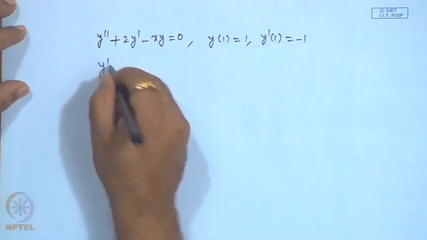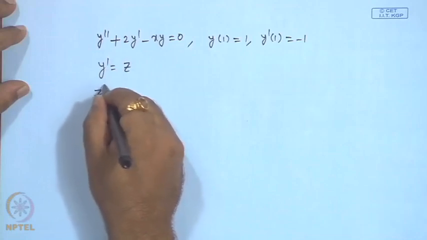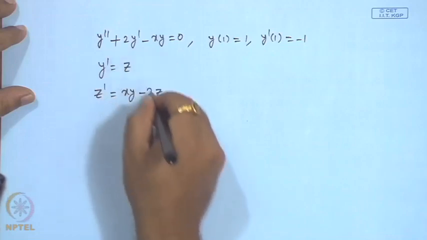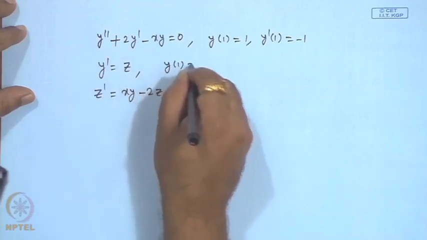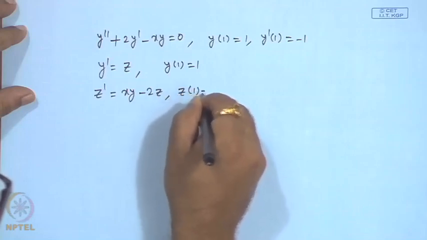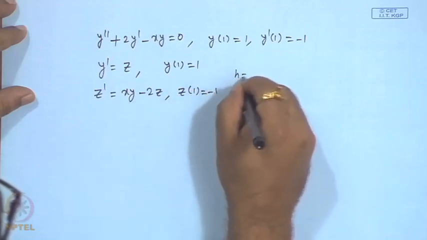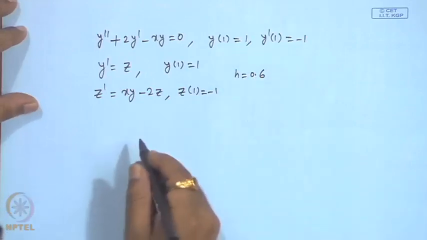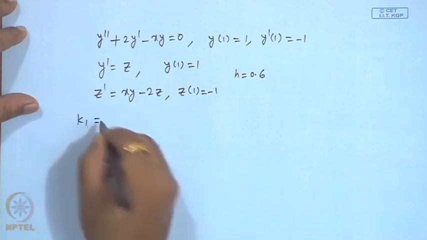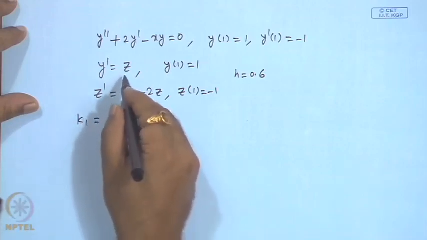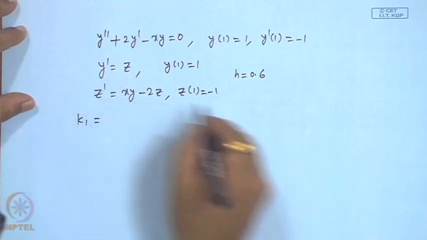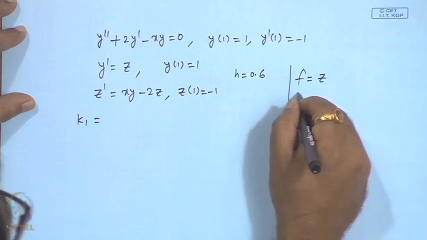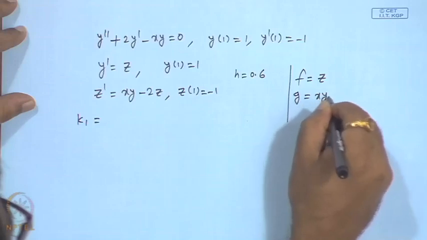So, let y dashed is z, then this becomes z dashed equals x y minus 2 z from here, and y 1 is 1, z 1 is minus 1, and say h is 0.6. Okay. So, we have to compute say k 1. Before we compute, what is our f? f is simply z and g is x y minus 2 z.